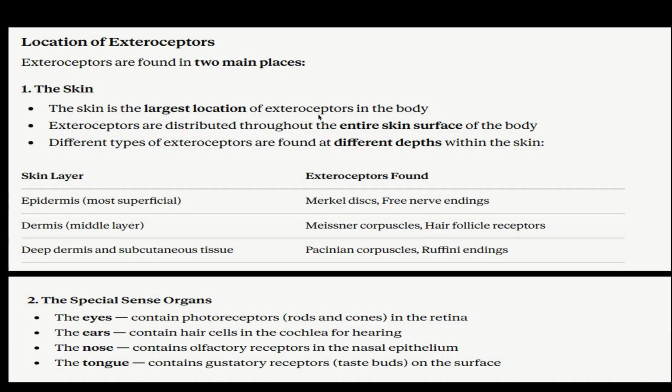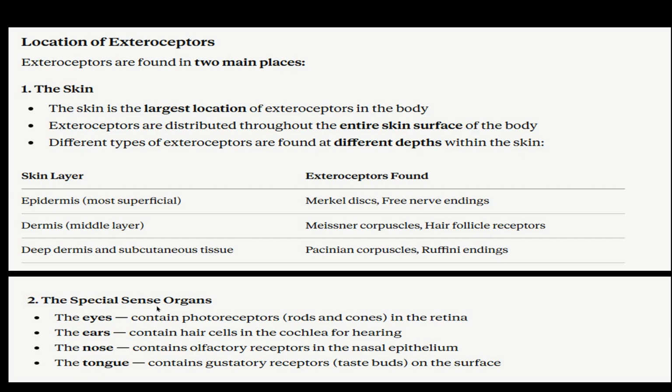We can divide skin into three parts: the epidermis, which is the most superficial, then the dermis, which is the middle layer, and then the deep dermis, which is the subcutaneous tissue. According to that, in the epidermis, or most superficial layer, Merkel discs and free nerve ending exteroceptors are found. In the dermis, or middle layer, Meissner's corpuscles and hair follicle receptors. In the deep dermis and subcutaneous tissue, Pacinian corpuscles and Ruffini endings are there.